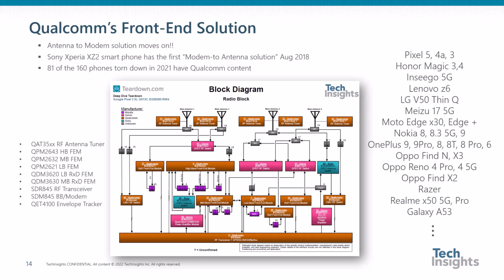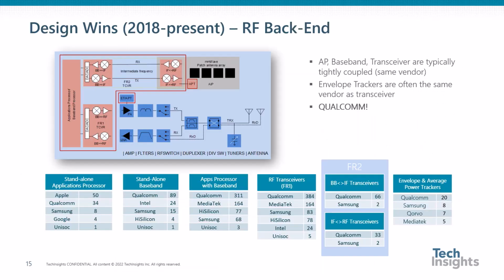Qualcomm's concerted investment in the front end from 2018 to present has certainly paid off. Turning our attention now to what I'm calling the RF backend. This would include the RF transceiver and applications and baseband processors, or combo AP and baseband. Power trackers are included in the backend as well, as they are tightly coupled with the transceiver vendor. The RF transceiver from the AiPs is also included here.